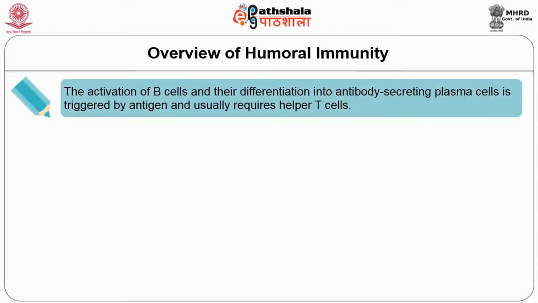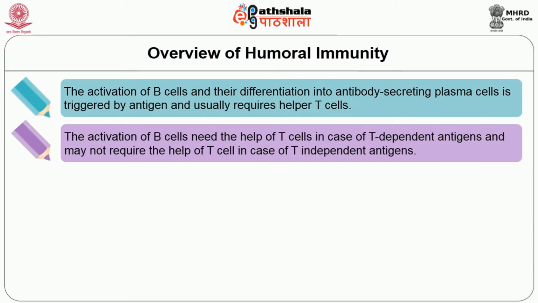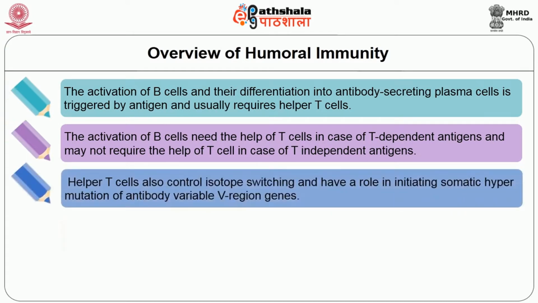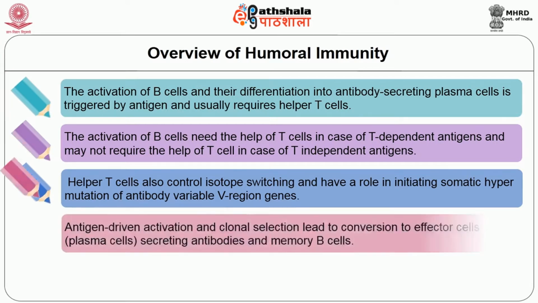The activation of the B cells and their differentiation into antibody secreting plasma cells is triggered by antigen and usually requires helper T cells. The activation of B cells needs the help of T cells in the case of T dependent antigen and may not require the help of T cells in the case of T independent antigen. Helper T cells also control the isotype switching and have a role in initiating somatic hypermutation of the antibody variable region. Antigen derived activation and clonal selection lead to conversion into effector cells secreting antibodies or memory cells.